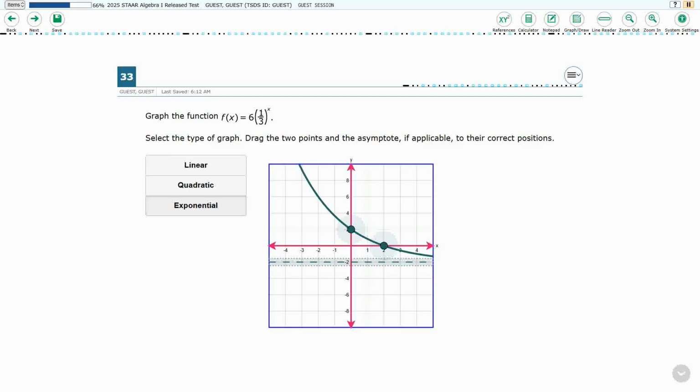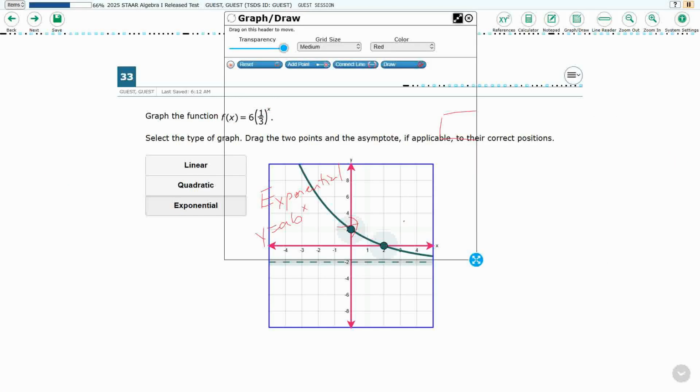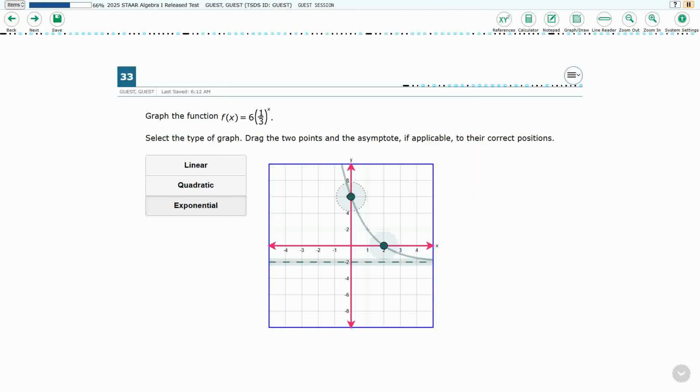All right, so how do we find the points? Well, first, let's just plot some values. I'm going to make a table over here, and this is going to be f of x, and we're dealing with 6 times 1/3 to the x. If I make x 0, make it easy, right? If x is 0, then we're going to get 6 times 1/3 to the 0. Anything to the 0 power is just 1, so that's going to be 6 times 1, which is 6. So I need 1 point at x of 0, f of x, or y at 6. So let's do that right here.